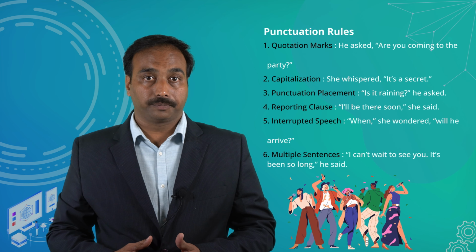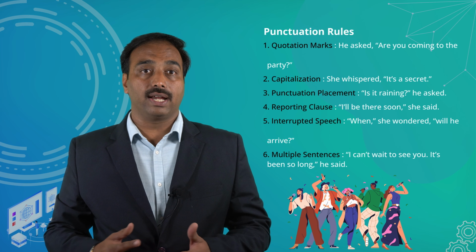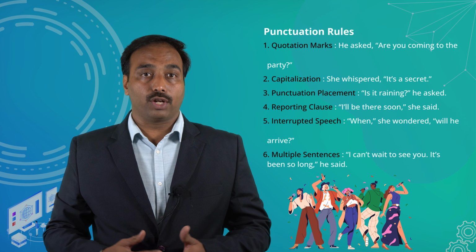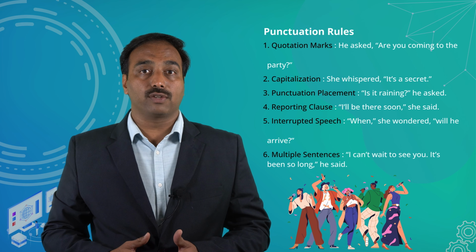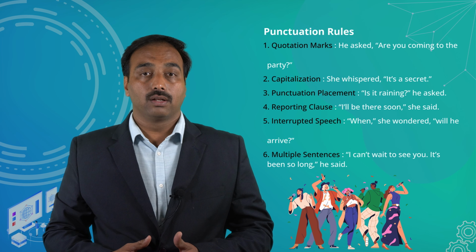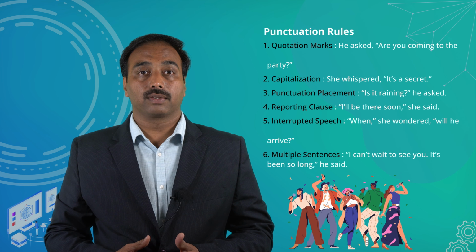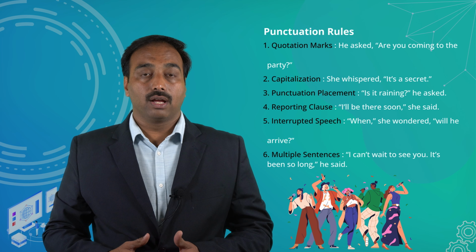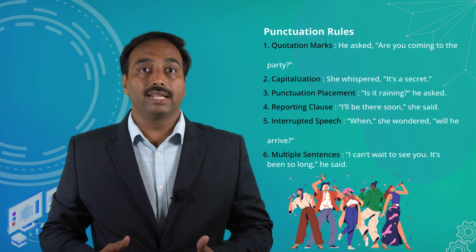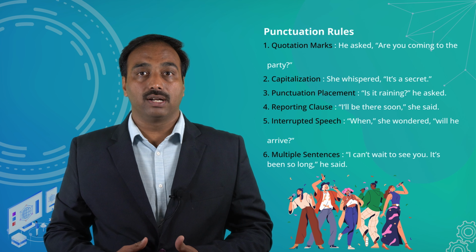Punctuation rules. Proper punctuation in direct speech is crucial for readability and accuracy. The key rules include, firstly, quotation marks. Enclose the exact words of the speaker within double or single quotation marks. Example, he asked, "Are you coming to the party?" Capitalization. Begin the quoted speech with a capital letter, regardless of its position in the sentence. For example, she whispered, "It's a secret."